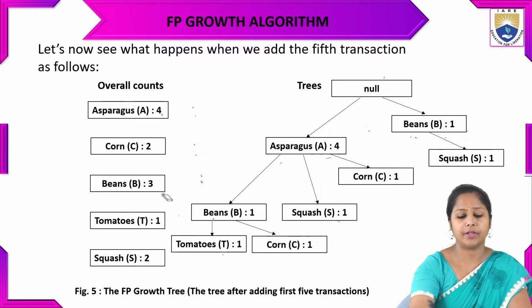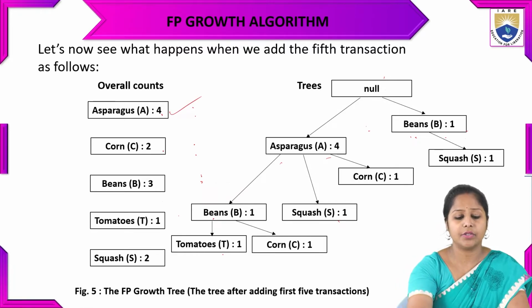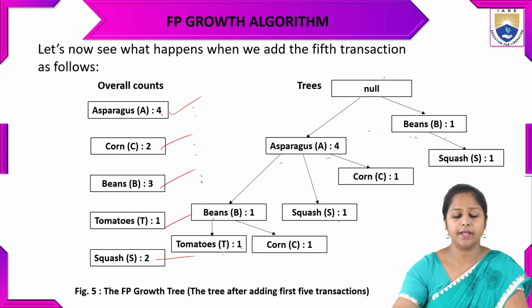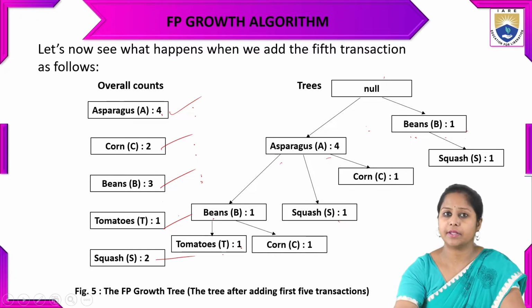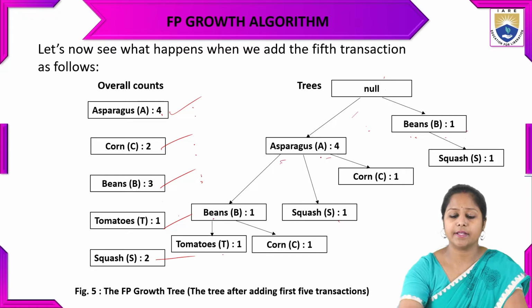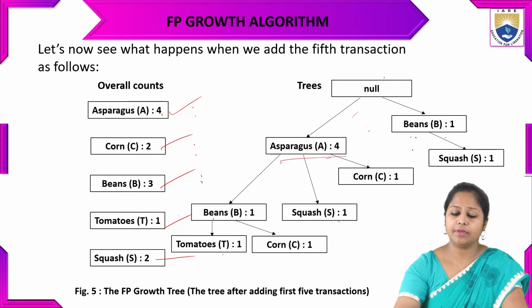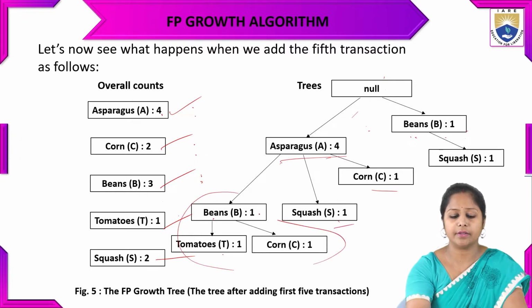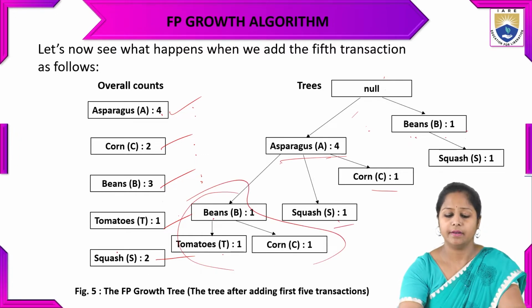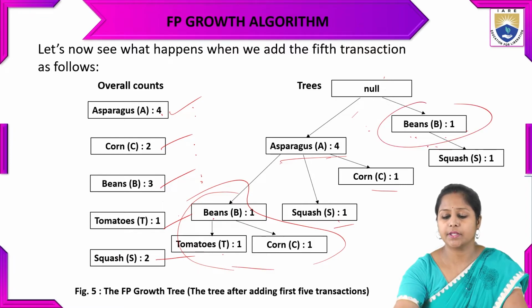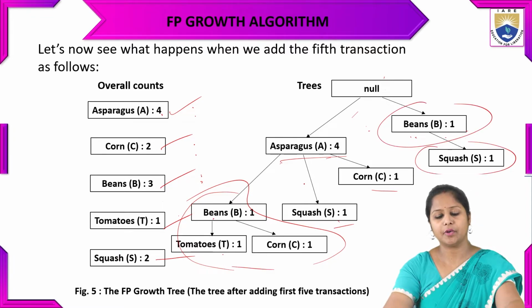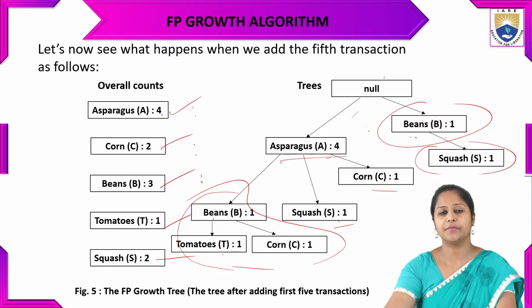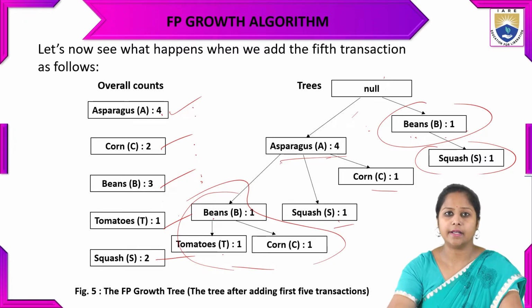For the 5th transaction, the asparagus is there as a count of 4, corn is 2, beans is 3, tomato is 1, and squash is 2. So for this transaction, the items will be added as asparagus 4, the corn will be added as 1, squash will be added, and the beans sub node will be the same as earlier. The beans and squash will be added, as they were common for the fifth and fourth transactions. If something has been missed, you can assume it as earlier, as I have said for the third transaction.